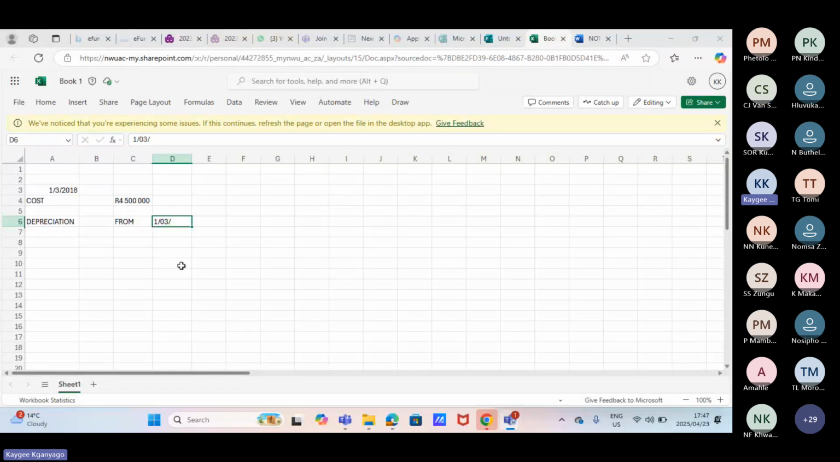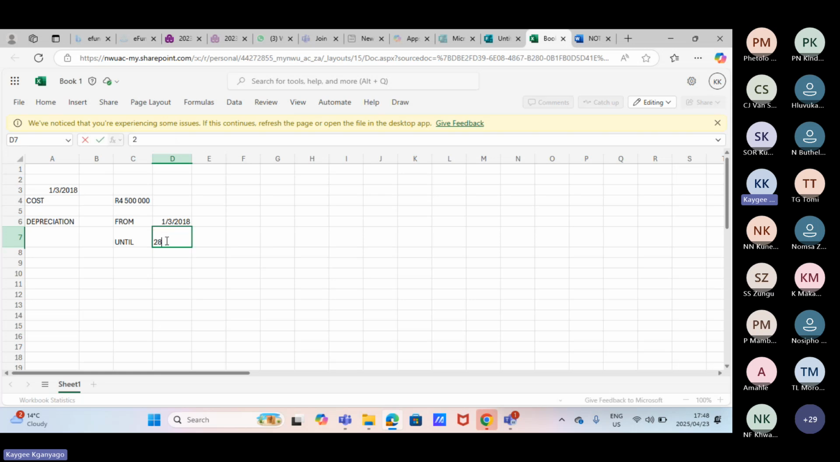We're going to depreciate from the 1st of March 2018 until 28 February 2022, which is how many years? 4 years, ne? Which is for 4. Yes. Okay.